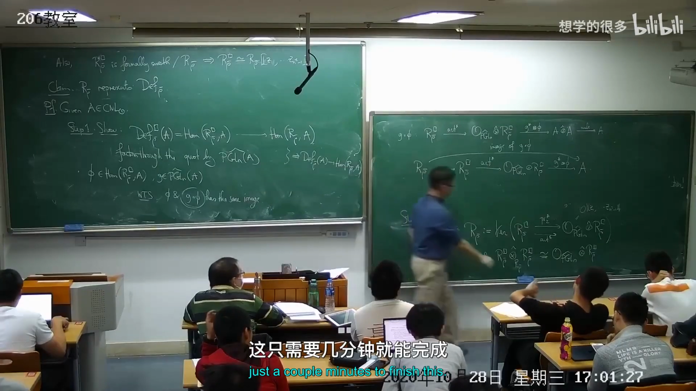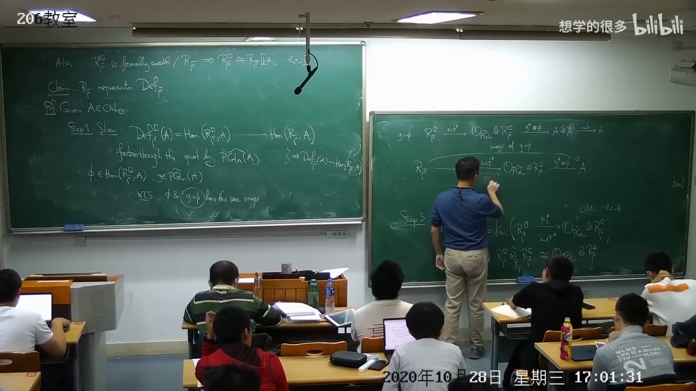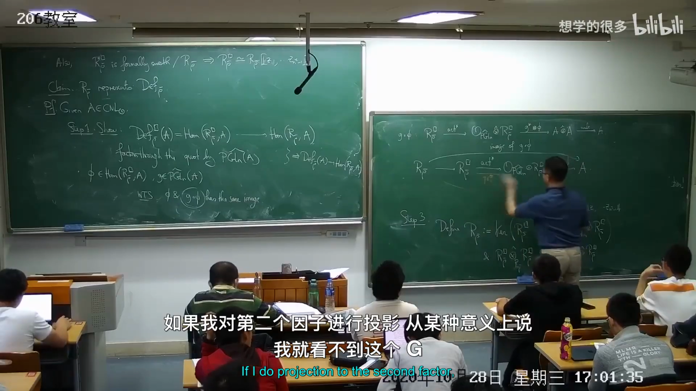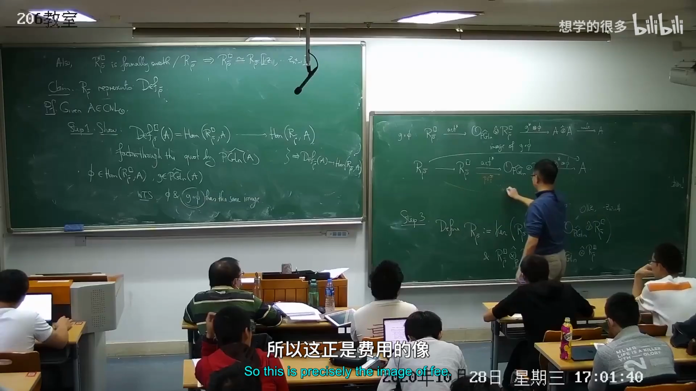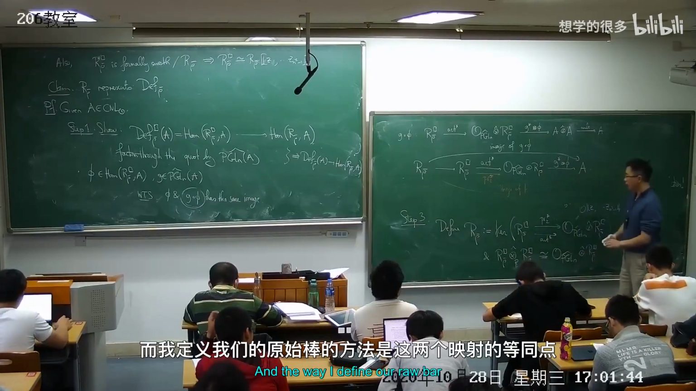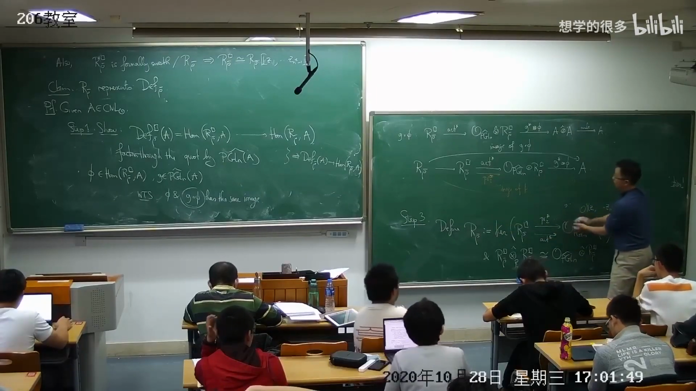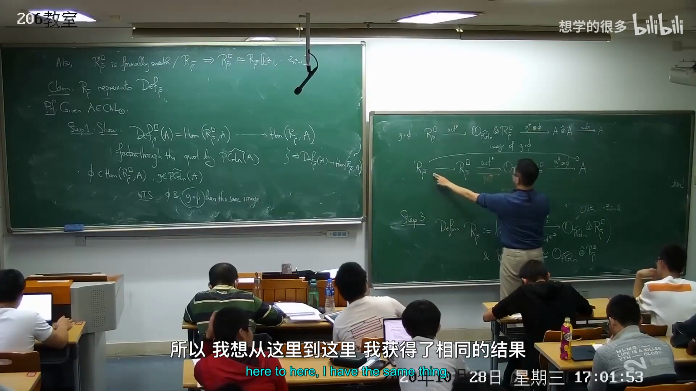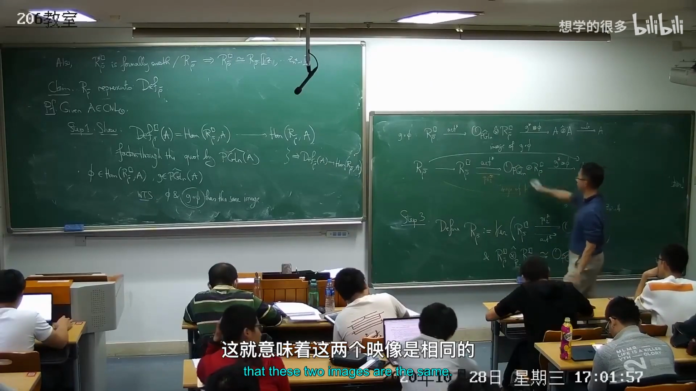Just a couple minutes to finish this. But on the other hand, over here if I do projection to the second factor, I won't see this g in some sense. So this is precisely the image of phi. And the way I define R rho bar is somehow the equalizer of these two maps. So going from here to here, already I have the same thing, and then I compose this. So that means that these two images are the same.